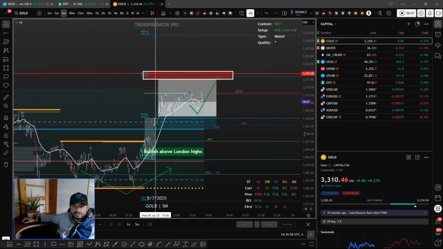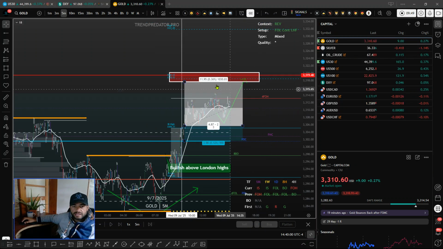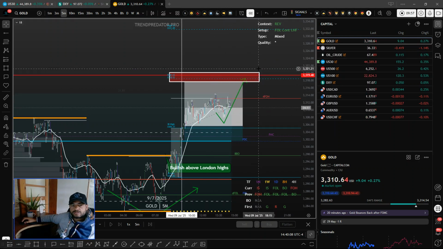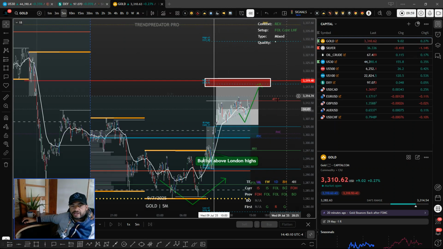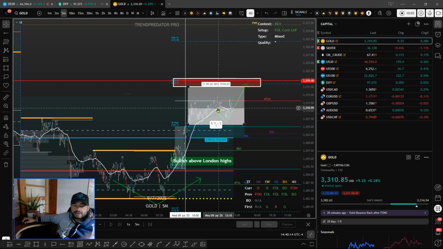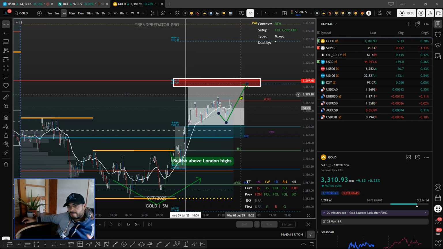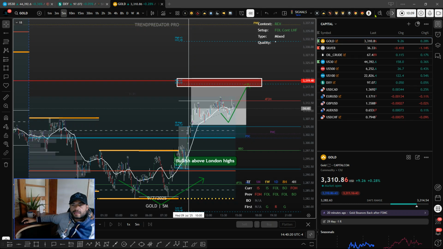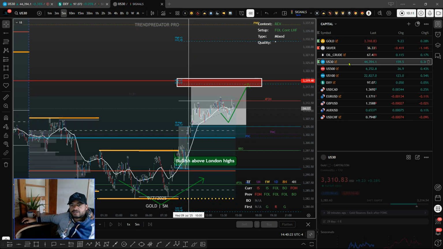I don't have to be right 100% of the time, just occasionally, because I have an asymmetrical reward to risk, a positive asymmetrical reward to risk on all of my trades that allows me to be break even at times, losing at times, and winning at times for it all to come out in the wash as a profitable system. So that's gold, and then we'll jump to the US 30.